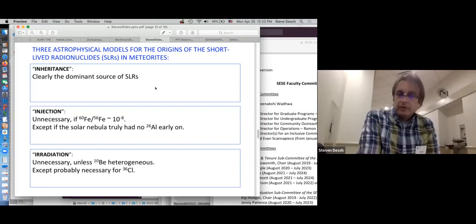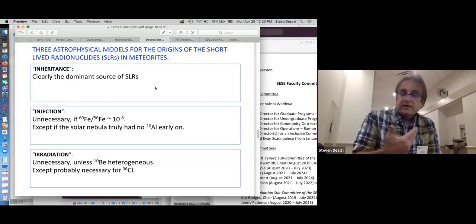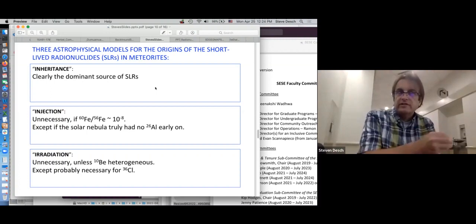But there could be contributions from injection, certainly if iron-60 has a high value, but not necessarily if it's at a low value. And maybe you do need it if aluminum-26 didn't exist in the earliest parts of the solar nebula, but if it was there, then you don't need injection for aluminum-26 either.